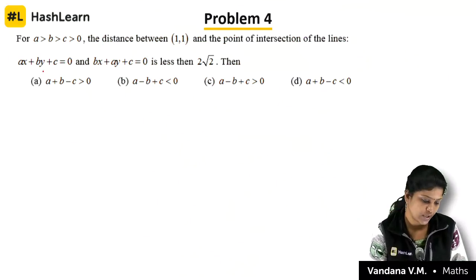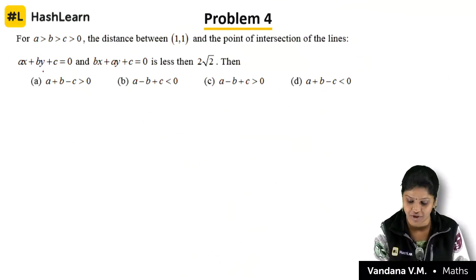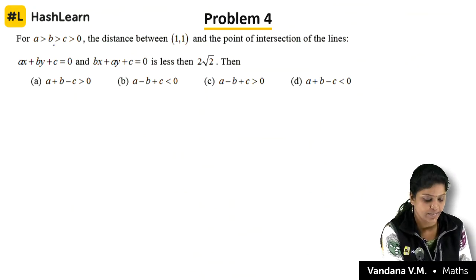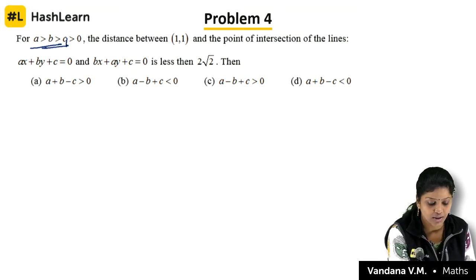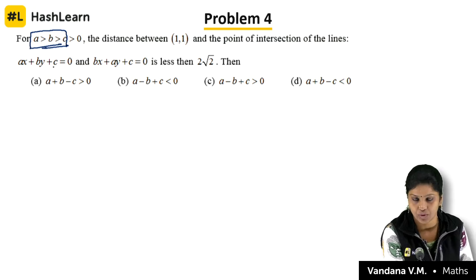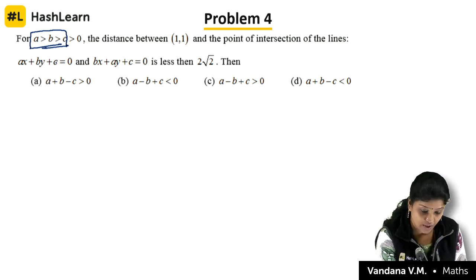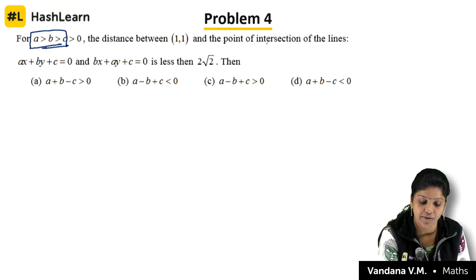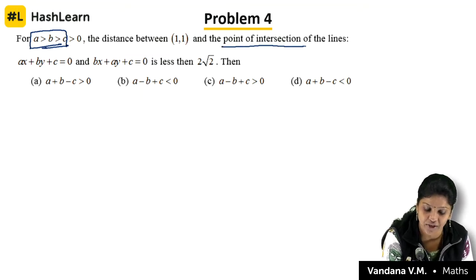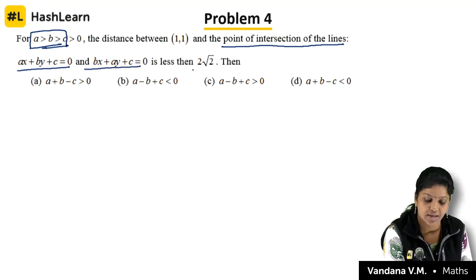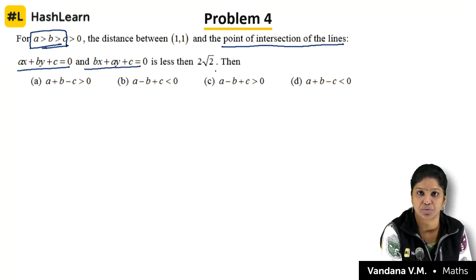So the next one is a very interesting question. Read the question. What are they telling? a is greater than b, greater than c, greater than 0. So that means all the terms are greater than 0, all are positive. The distance between 1 comma 1 and the point of intersection of the lines, this and this, is less than 2 root 2.